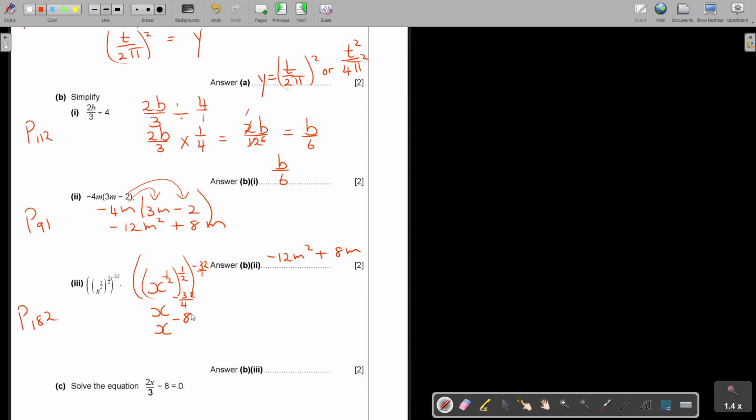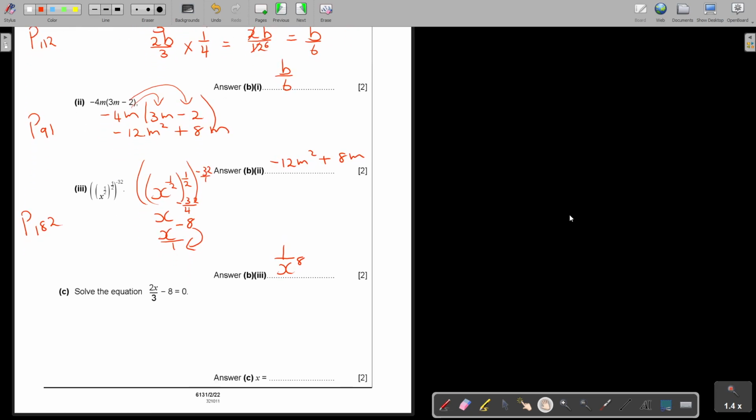But we usually go for positive indices. So then it will be 1 over x to the power 8. But we will now look at the report. I think they also took x to the power negative 8 as correct. Okay. And then solve the equation, and you can find this on page 124.